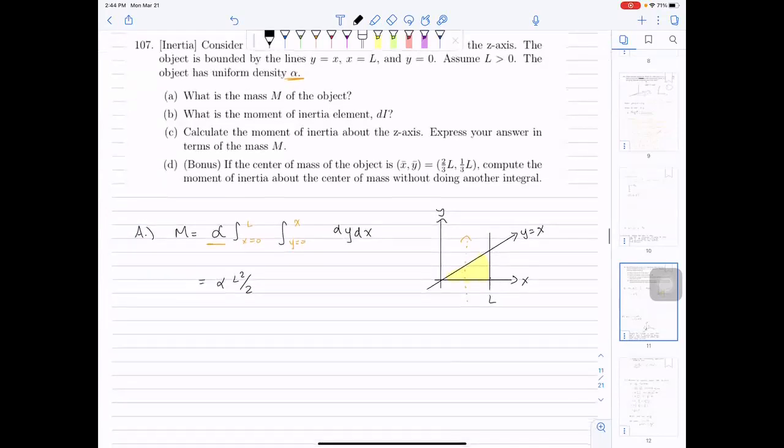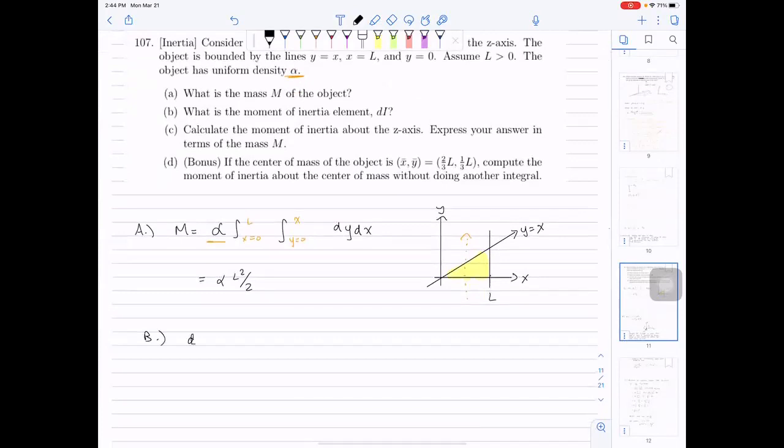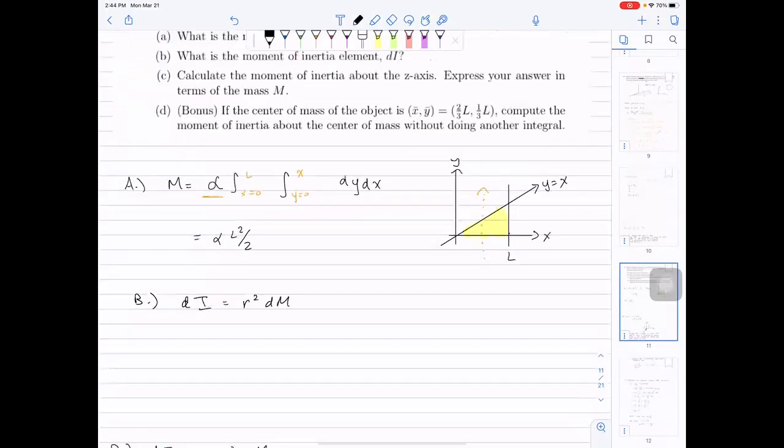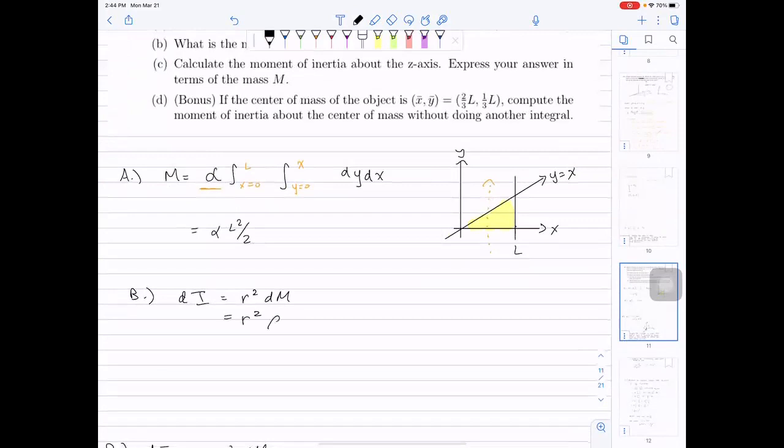Okay, so then what is the moment of inertia? For moment of inertia, we should first find dI. dI is basically this part without the integration. So dI is going to be r squared dm. And dm is rho dA.